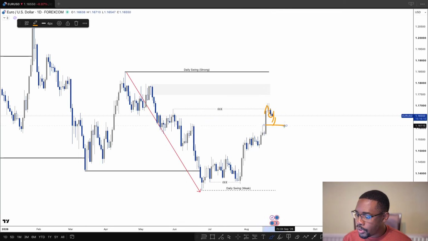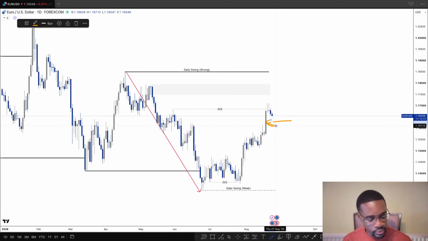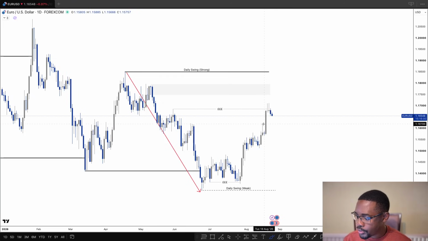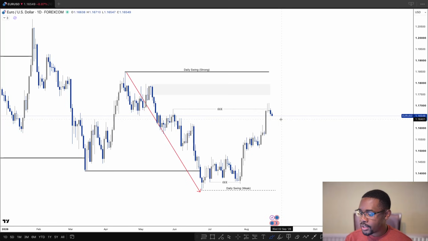Now we do have this imbalance, okay, we do have this imbalance that may need to be filled. So that means it's possible that price could drop either to this area or to this area, at least. Okay, so from a higher time frame perspective, that's what I can see possibly going to happen.